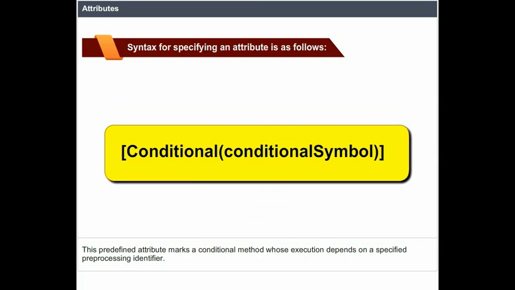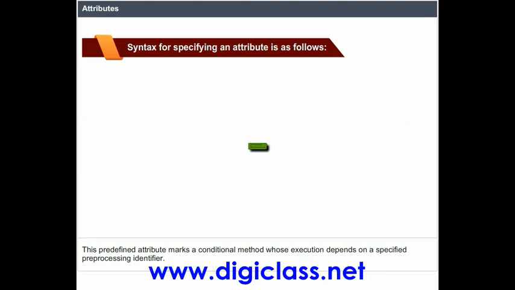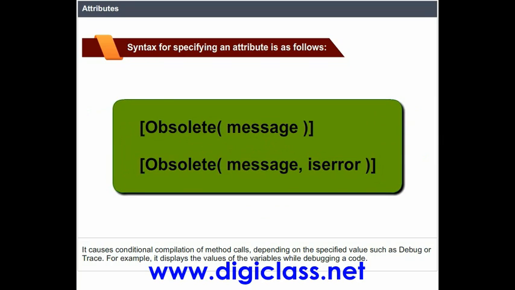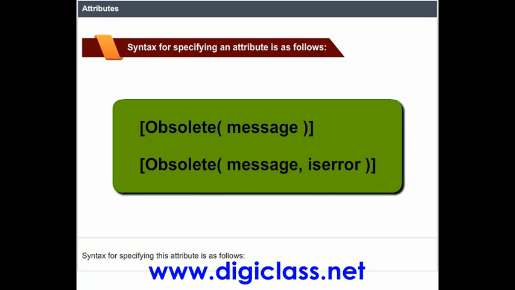This predefined attribute, Conditional, marks a conditional method whose execution depends on a specified preprocessing identifier. It causes conditional compilation of method calls depending on the specified values such as Debug or Trace. For example, it displays the values of the variables while debugging a code. Syntax for specifying this attribute is as follows.